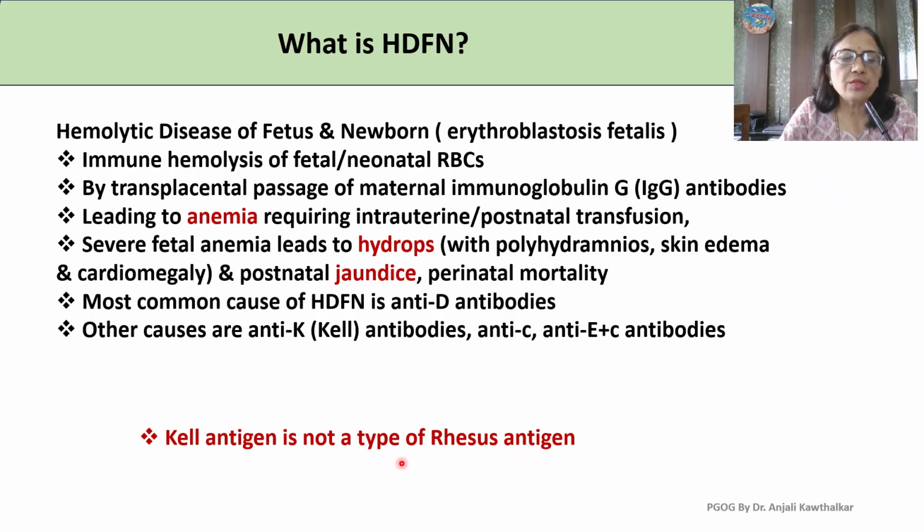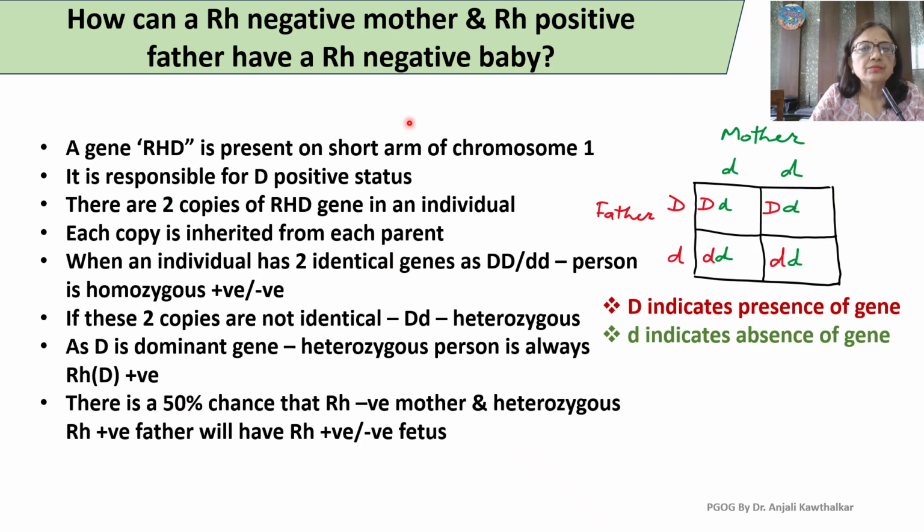Again, the Kell antigen is not a type of rhesus antigen. It doesn't come under the umbrella of the rhesus or CDE system. Now, this is a very commonly asked question, and one which helps us in practice to understand the disease. How can an Rh negative mother and an Rh positive father have an Rh negative baby?